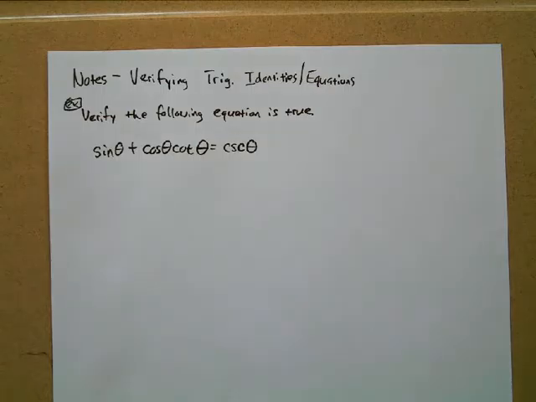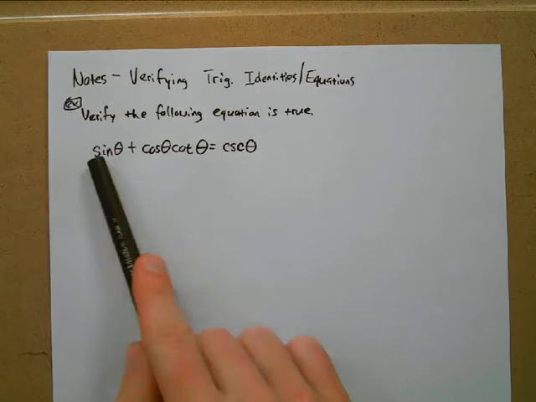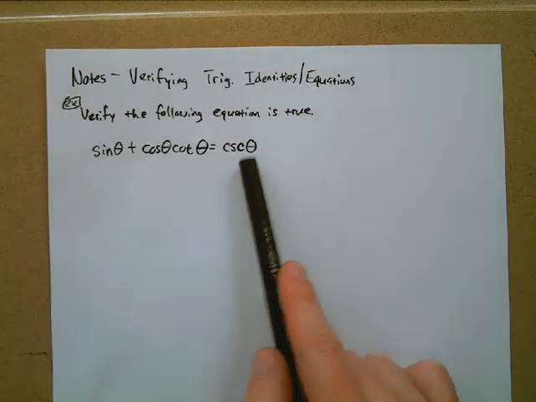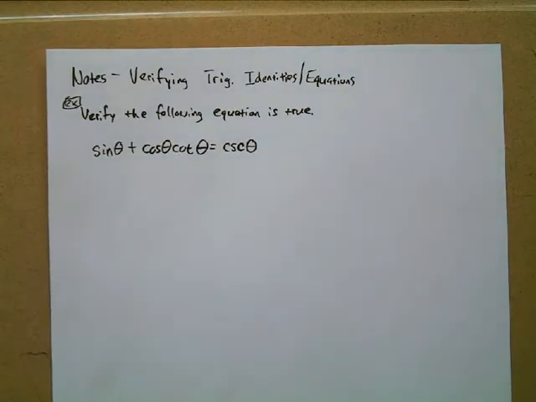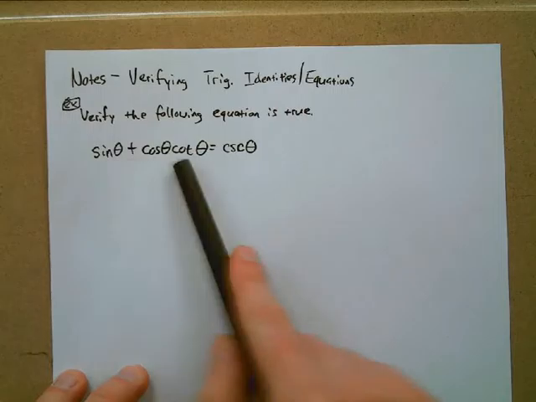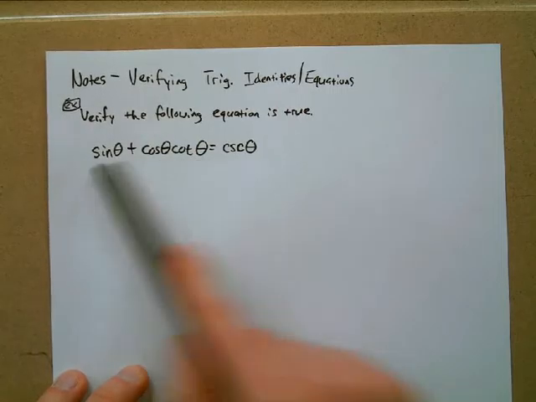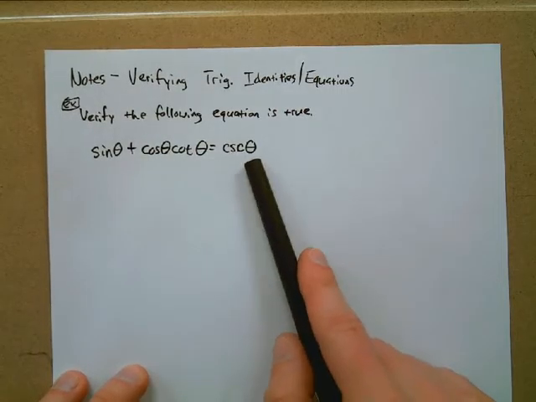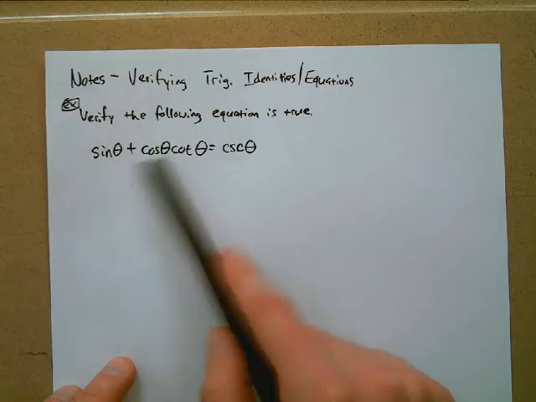Our directions are not just to simplify, not like the nebulous term simplify, and just bring things down to a single term or cancel things out. In this case, we want to verify that this is actually equal to this. The steps we use to do that are going to be very similar to what we did. Essentially, we're going to be trying to manipulate this side here to look like cosecant of theta. So that's our goal. We want to take this and get it to equal cosecant of theta.